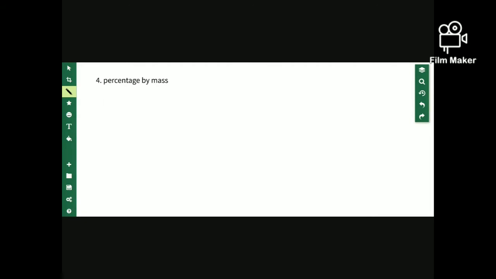Hi, so we're going to find out the percentage by mass of salt in Nescafe. So the first thing first, the formula for the percentage by mass is actually mass solute over mass solution, both in gram obviously, and multiply by 100%.